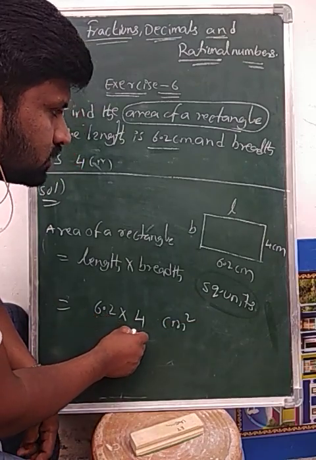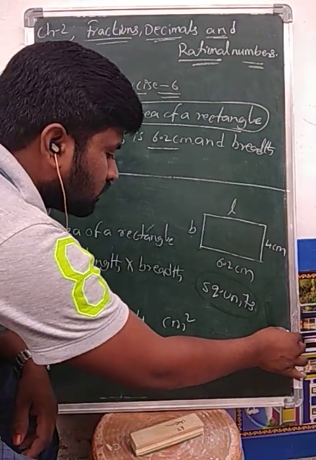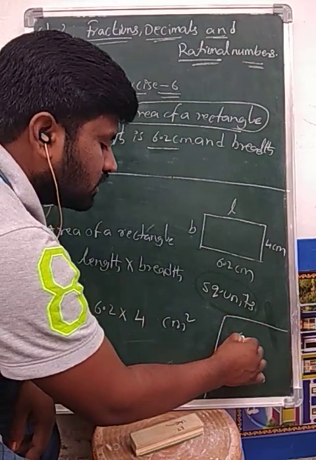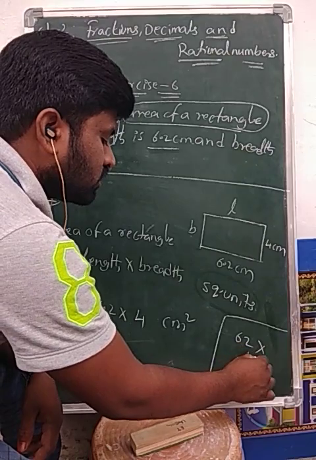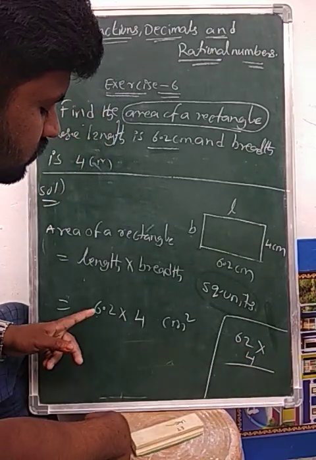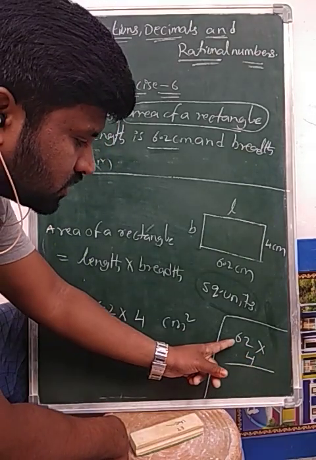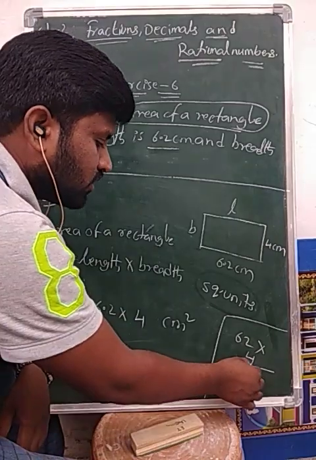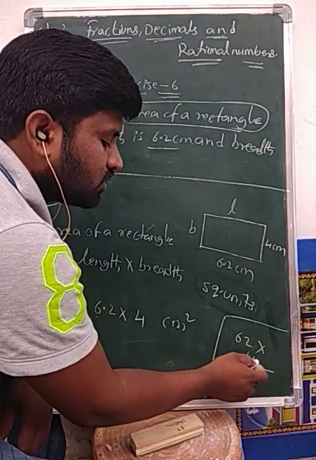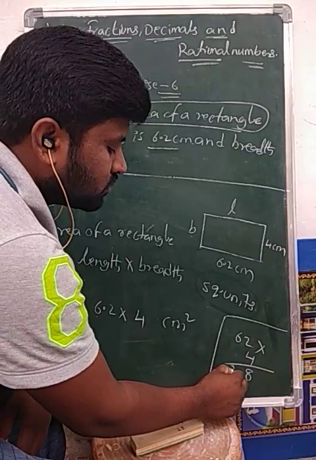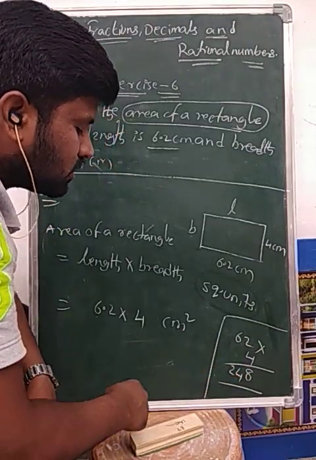6.2 into 4. Here, multiply without the point. What do we get? That is 62 into 4. Without the point, 6.2 is 62, into 4. 4 2s are 8, 4 6s are 24. That is what we get.